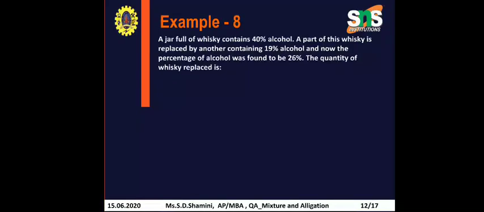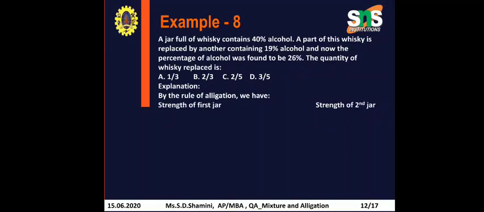So the next example is: a jar full of whiskey contains 40% alcohol. A part of this whiskey is replaced by another containing 19% alcohol, and now the percentage of alcohol was found to be 26%. The quantity of whiskey replaced is 1/3, 2/3, 2/5 and 3/5, and you have to find which is correct.